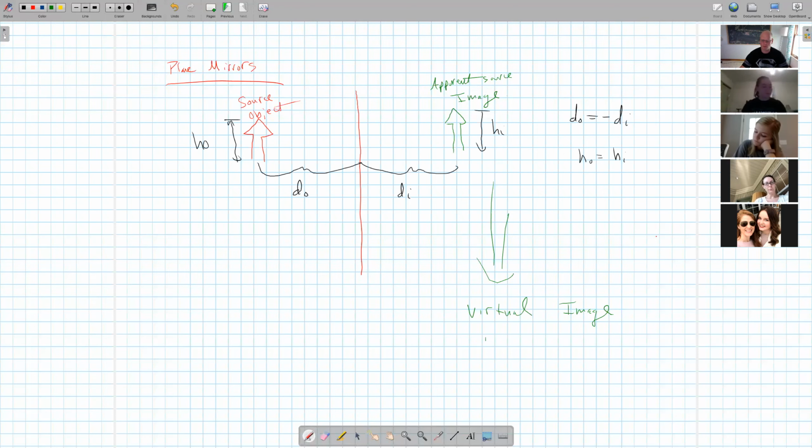And it's called upright. So this is an upright virtual image. So what's a virtual image? A virtual image is an image that no light actually passes through. So this has no light actually passing through it.